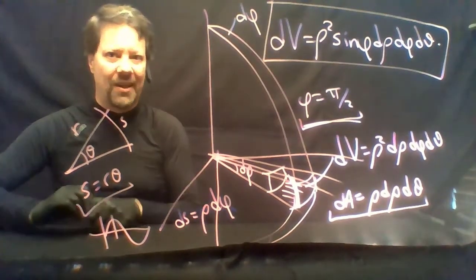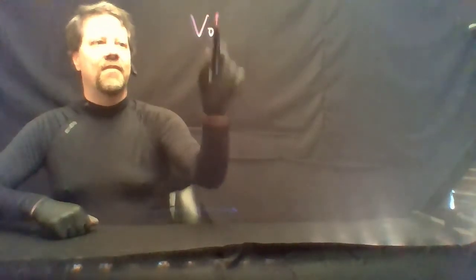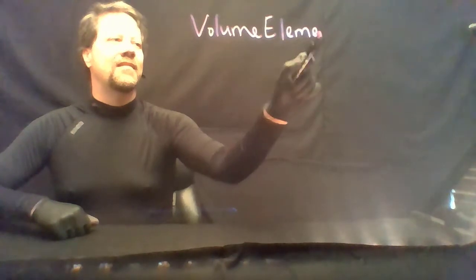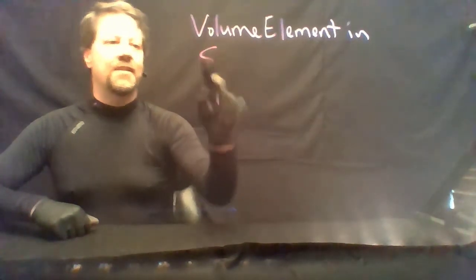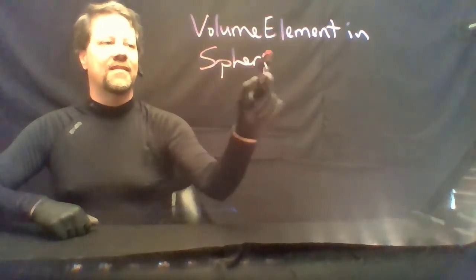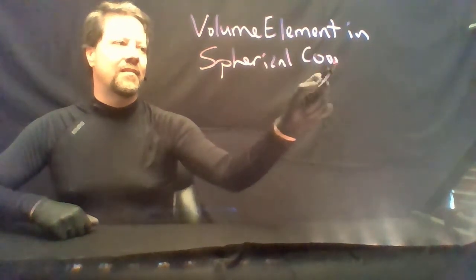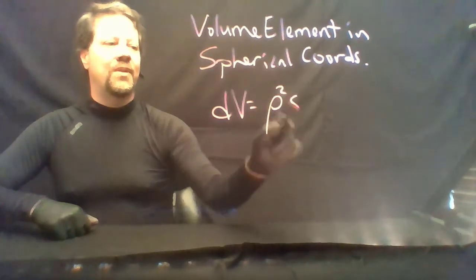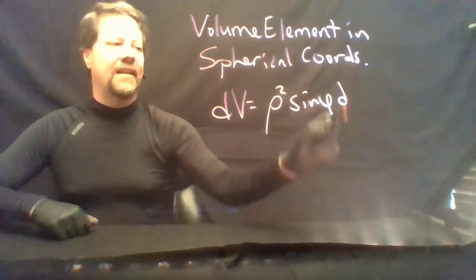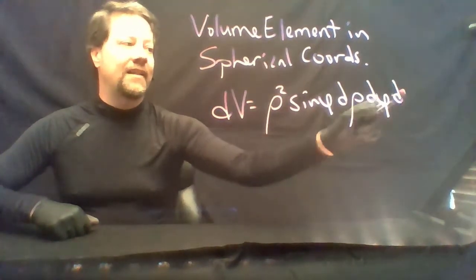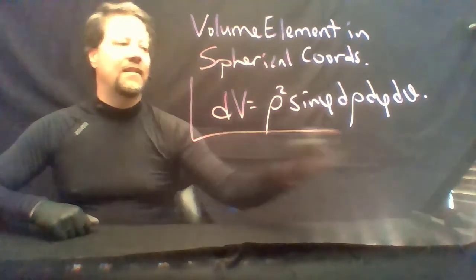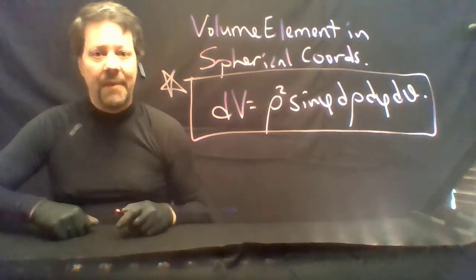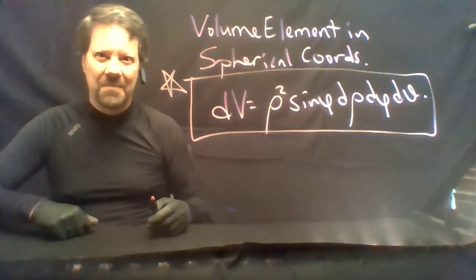That's the one you need to memorize. The volume element in spherical coordinates: dV is rho squared sine phi d rho d phi d theta. And of course you are going to memorize that right now.